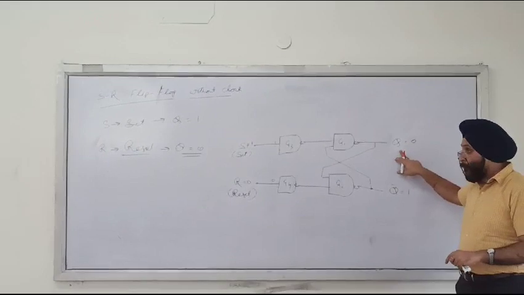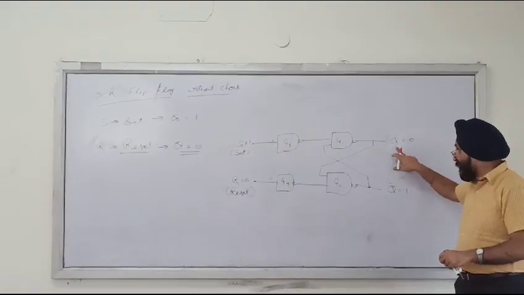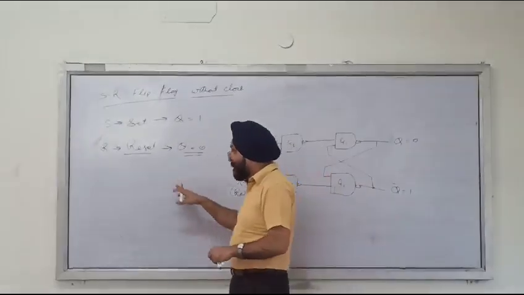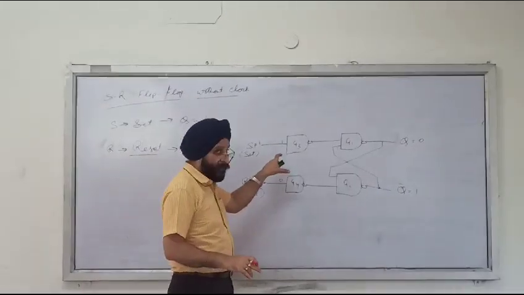is equal to 1, then we can say that the circuit is in the set state, and when the value of Q is equal to 0, then we can say that the circuit is in the reset state.